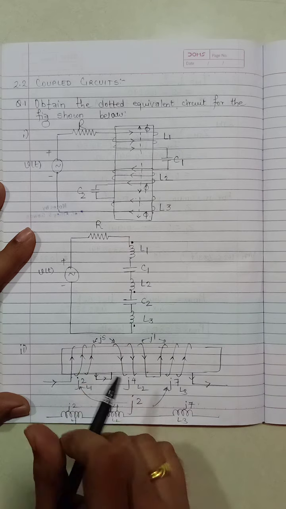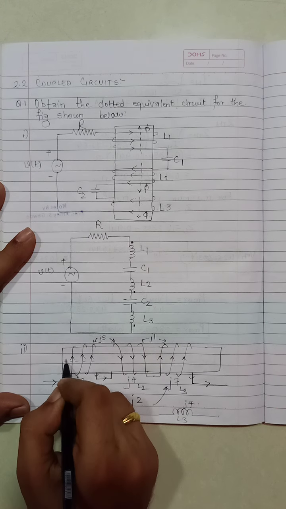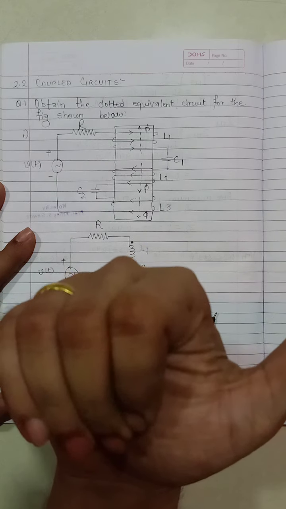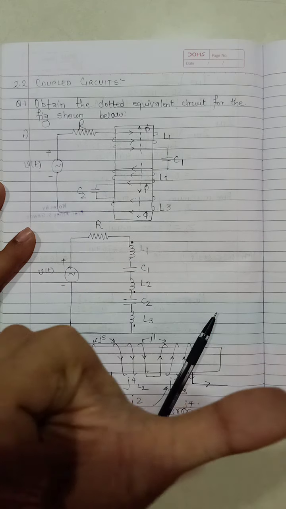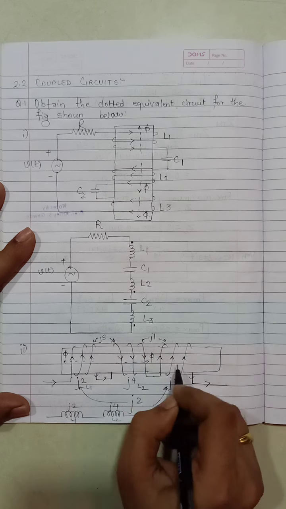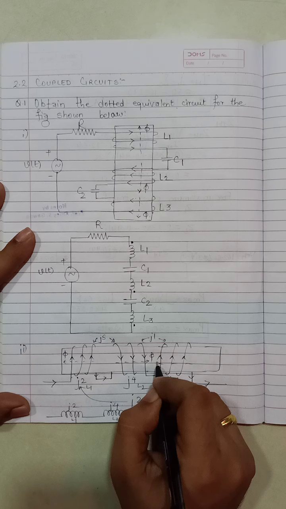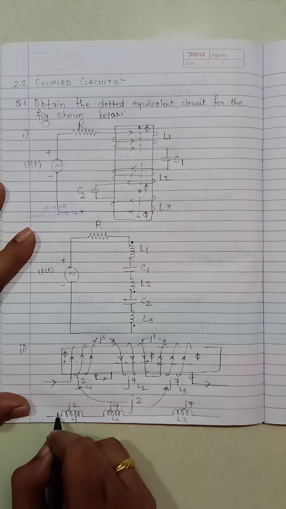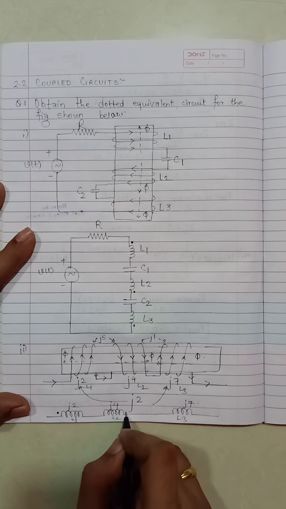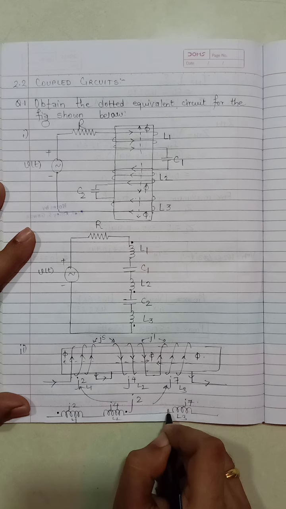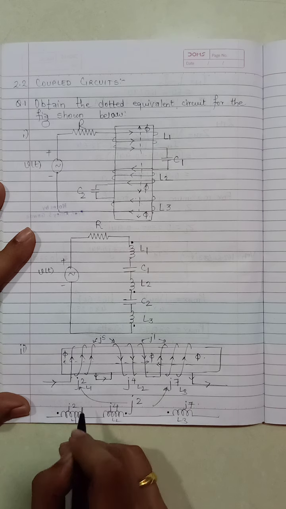So by the right hand thumb rule you have flux in this direction. In this case it is flowing downwards, so the flux will be in this direction. Similarly for this, the flux will be in this direction. So the flux is leaving from this point, so here we will make a dot. In this case it is moving out, so here we will make a dot. In this case it is moving out from this side, so here we will make the dot.